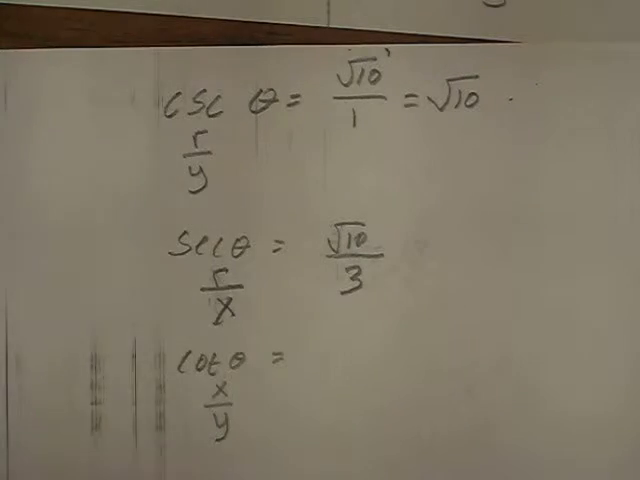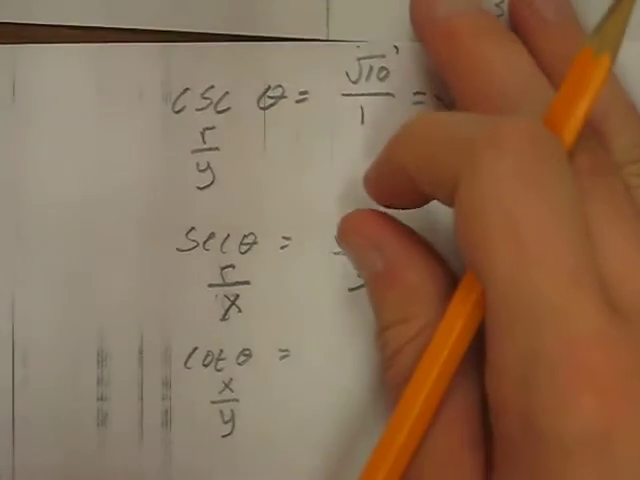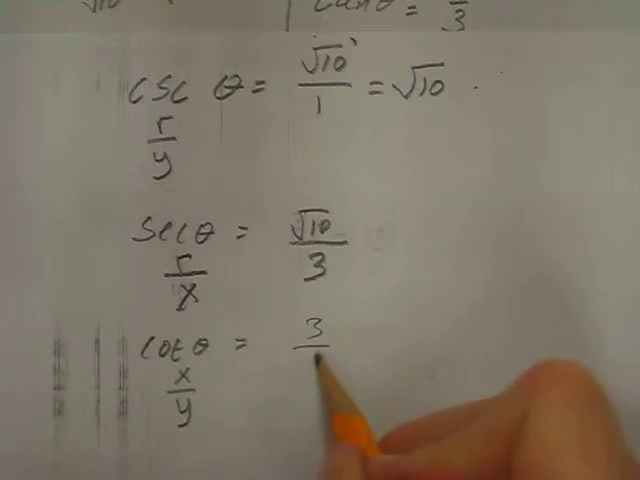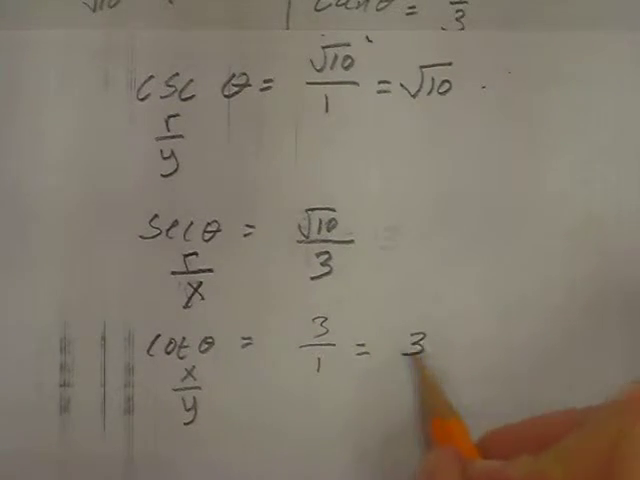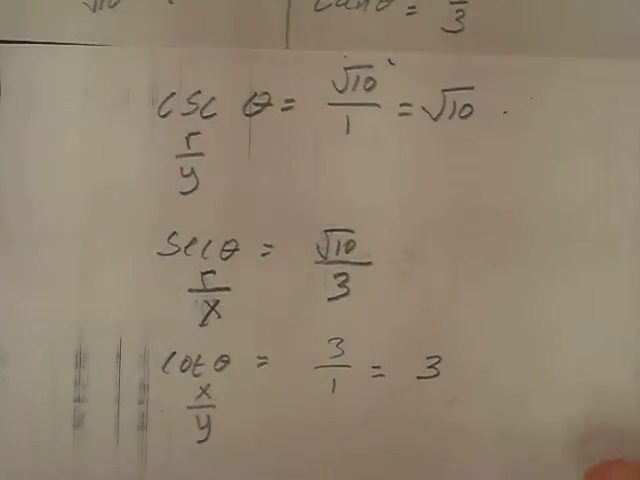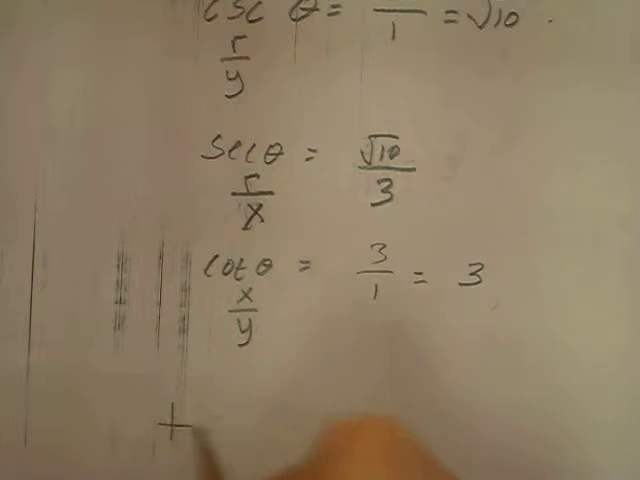And then I have to do cotangent, and cotangent is equal to x over y. X is 3, and y is 1, so I'm going to have 3 over 1, and that equals 3. Okay, so we are almost done. But the last part of this problem says to go back and check your quadrants, okay? And remember, we are in the second quadrant, so here's going to be my tangent diagram.